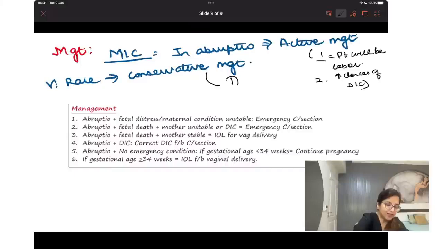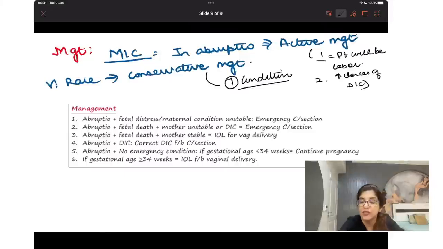There is only one condition where I am going to tell you conservative management. Other than that, everywhere you have to go for active management. Till here, have you understood? This is a very big difference between management of placenta previa and abruptio.